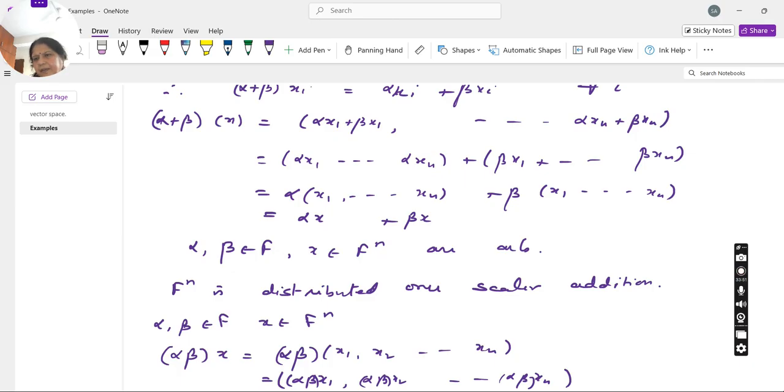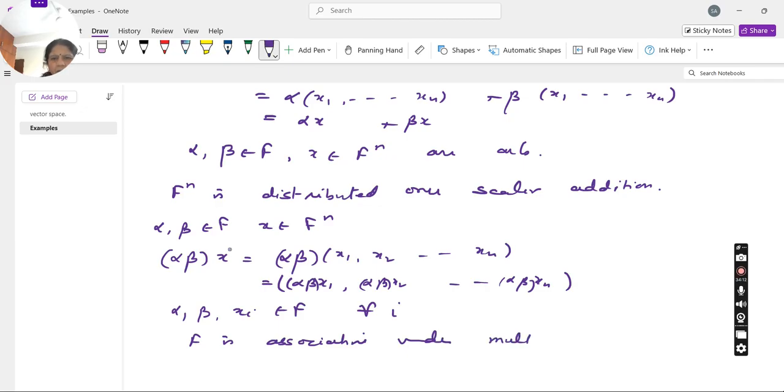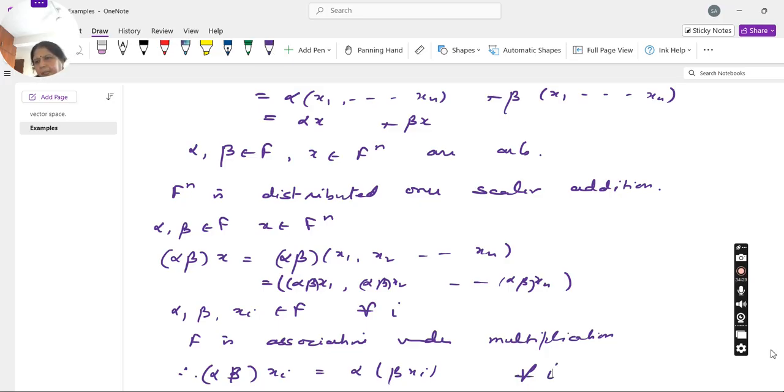All are field elements, and the field is associative under multiplication. Alpha, beta, xi belong to F for all i, and F is associative under multiplication, associative under scalar multiplication, we can say. Therefore, alpha (beta xi) is (alpha beta) xi. That's true for all i, where i is lying between 1 to n.